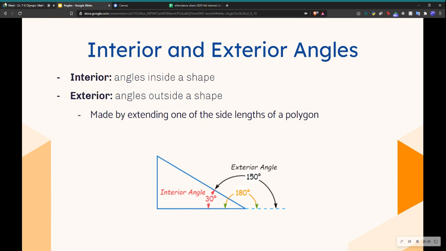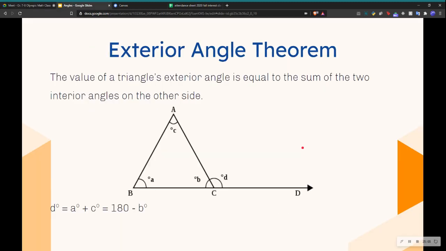I'm assuming no questions. Okay, good. Let's look at something called the exterior angle theorem. And this only applies to triangles, by the way.